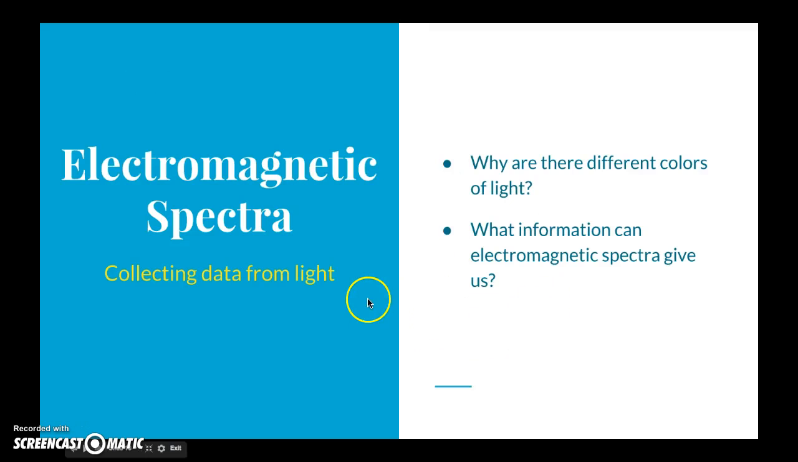Electromagnetic spectra, what are these things? This is what we use to collect data from light. So we have light. There's different colors of light, as we've seen, like your weird little lamps out in the street. Street lights, that's what they're called. And we want to know what information this can give us, because we're studying it for a reason, not just because I think it's fun, but there are actually reasons why we're studying the electromagnetic spectrum.